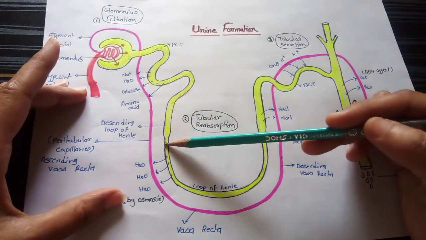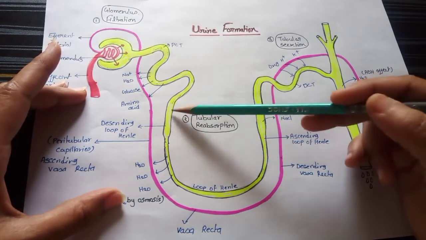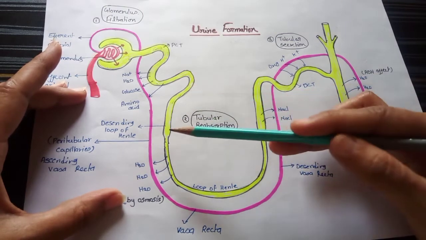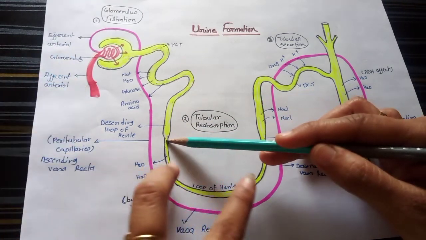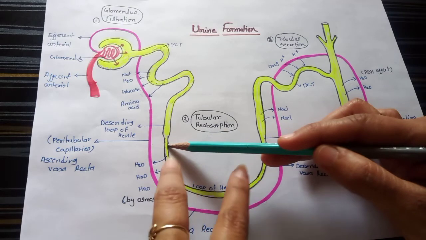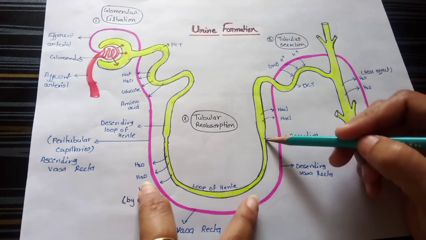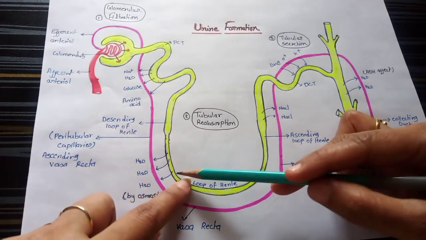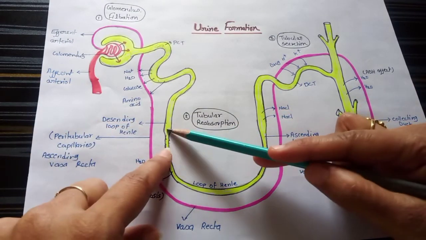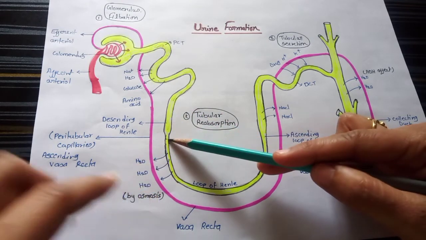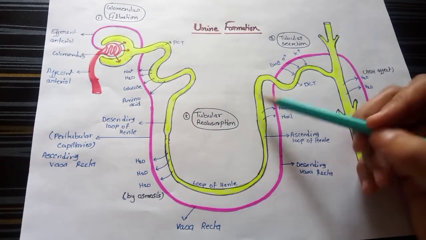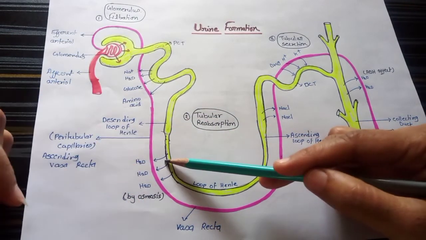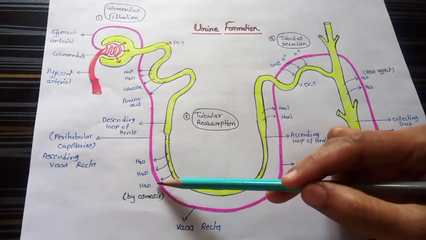Now this filtrate comes into the loop of Henle. This is the loop of Henle, this is the descending loop, and this is the ascending loop of Henle. So when the filtrate comes into the descending loop, the difference basically is that the descending loop is permeable for water and the ascending loop is permeable for salt. So all the water is absorbed from the descending loop. Okay, so the filtrate will be concentrated because of salt. Here the quantity of salt will increase and water will decrease because water is absorbed into the vasa recta.